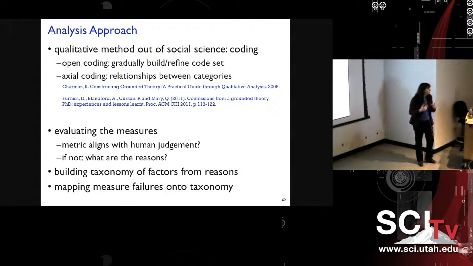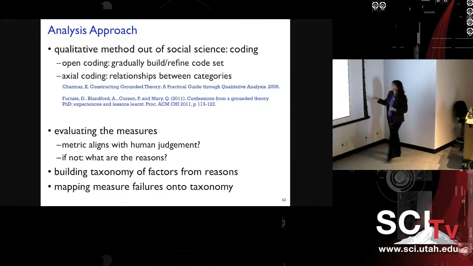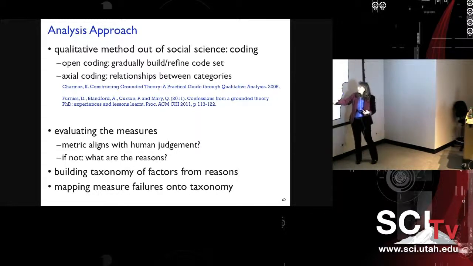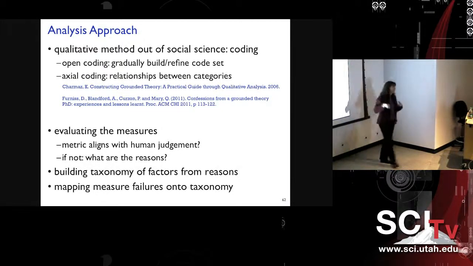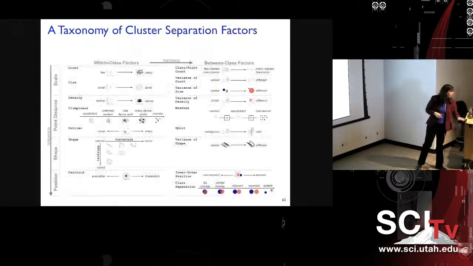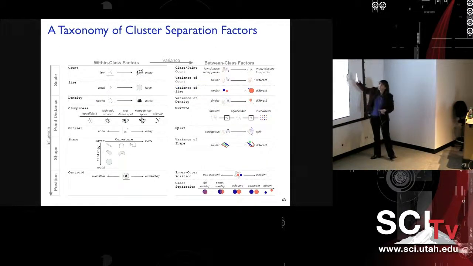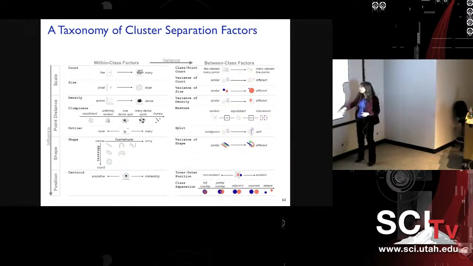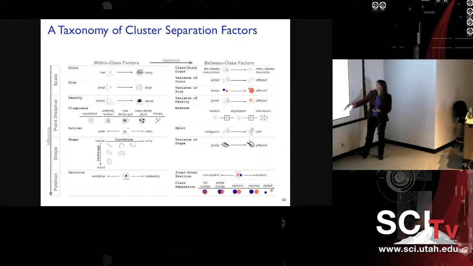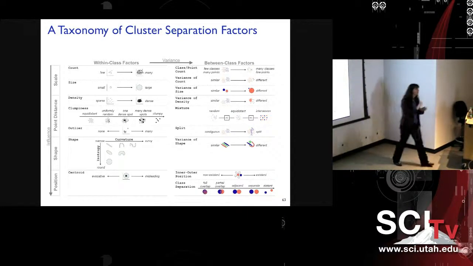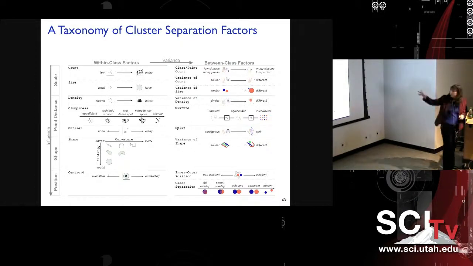And what we then ended up doing was building a taxonomy from these factors into reasons, and then trying to figure out where are the areas where the metrics failed onto this taxonomy. So once again, I'm not going to go into detail about this. This was the full taxonomy we came up with, where all of these end up being contributing factors to, down here in the lower right, what actually affects the perception of class separation. What I'm going to do is just go through a few examples to give you a flavor of why this might be interesting.